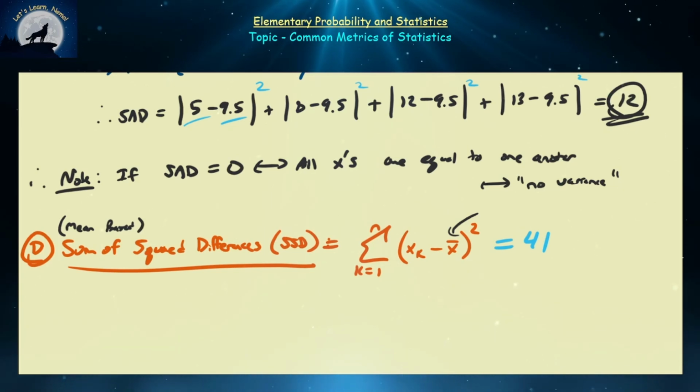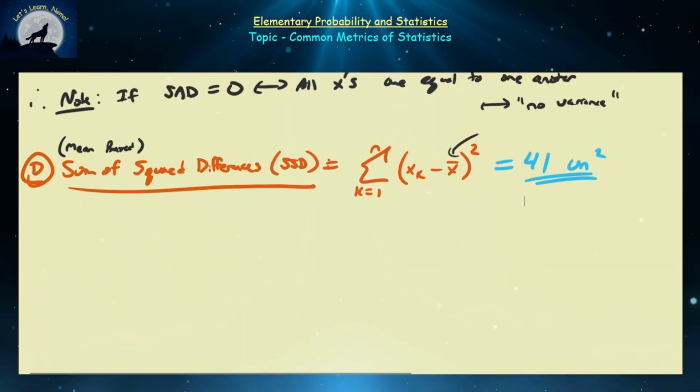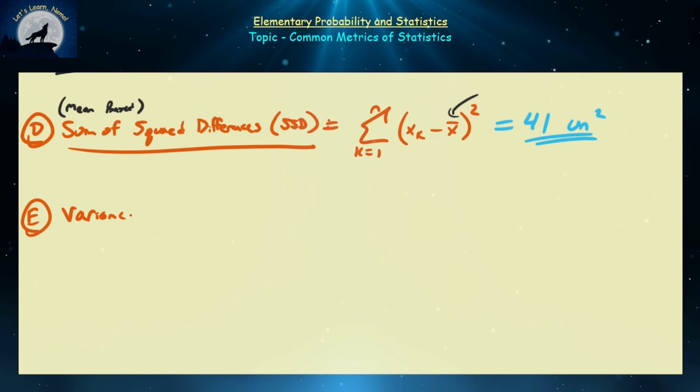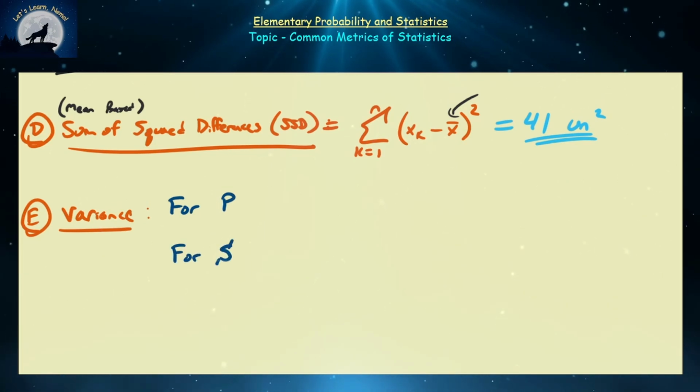It's also very important to note that if x and x bar are both in inches, then when you do that, you're definitely going to get a squared unit on that sum of squared differences. So it's going to be a little bit harder to interpret how large is large and how small is small for the sum of squared differences. A variation on the sum of squared differences is referred to as the mean-based variance. And there's actually two variations for variance. One is for the population P and the other is for samples S.